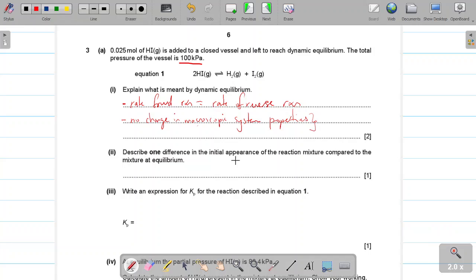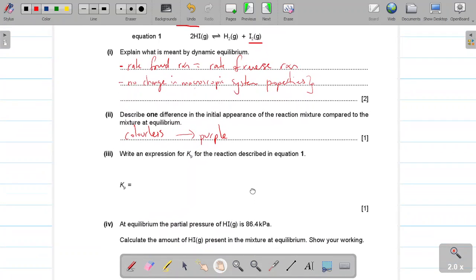They ask us to describe one difference in the initial appearance of the reaction mixture compared to the mixture at equilibrium. Initially, you would only have hydrogen iodide present, which is a colorless gas. And at equilibrium, we have hydrogen, hydrogen iodide, and iodine, which is in the gaseous phase. And we should know that iodine forms a purple vapor. So what really happens is that you will have a color change from colorless to purple due to the iodine vapor.